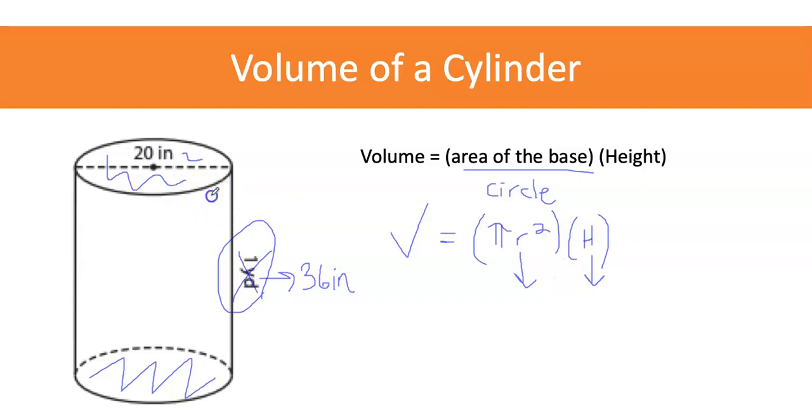The height is the distance between the two bases. So the height is 36 inches. That's the height of the entire cylinder. The radius is only from the center of the circle to the edge of the circle. Since the whole distance across through the center of the circle is 20 inches, they told us the diameter is 20 inches, we know that the radius will be half of the diameter. So we just split the diameter 20 inches in half. So the radius of the circle is 10 inches. And then 10 squared is going to be multiplied by pi. 10 squared is 100.